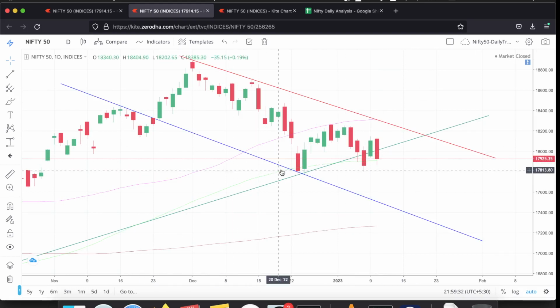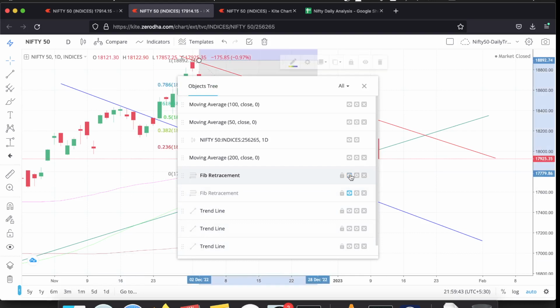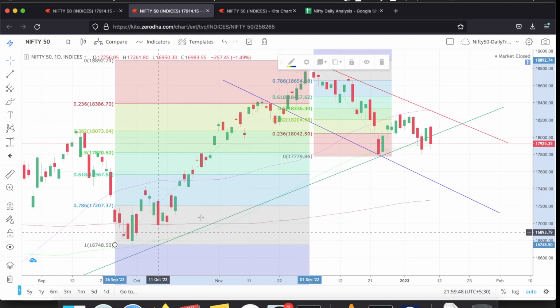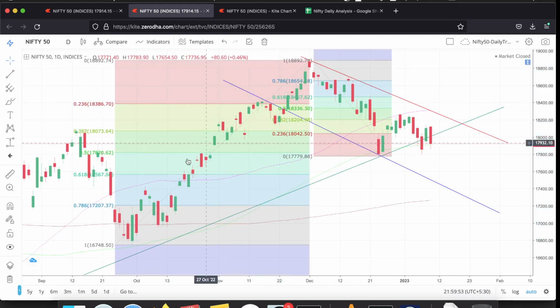Now let us take a look at Fibonacci retracements, and see what we can infer from that. Okay, I'll activate the Fibonacci retracements. So this particular retracement, the bigger one, retraces the price from the all-time highs that we have reached in this particular leg from 27 September to 1st December. On 1st, yes, on 1st December.